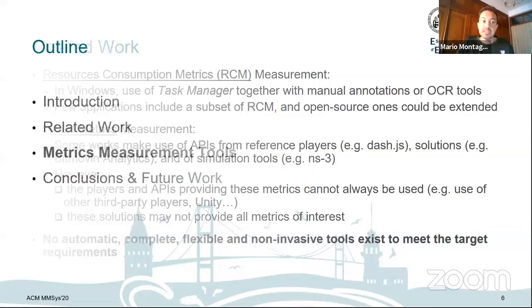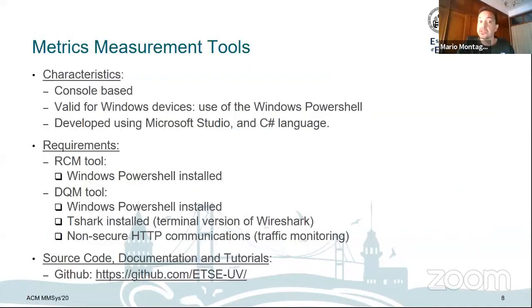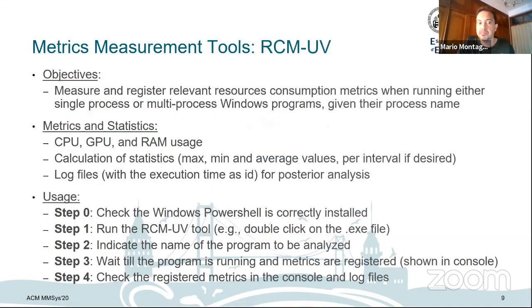So basically both tools are console based and have been developed using Microsoft Visual Studio and C#. The two tools rely on the Windows PowerShell, and the second one, the DASH quality metrics tool, also requires Wireshark to be installed. Of course, we are using Wireshark to monitor traffic, so they are valid at this point for non-secure HTTP based communications. If the traffic is encrypted, we have no way to monitor it.